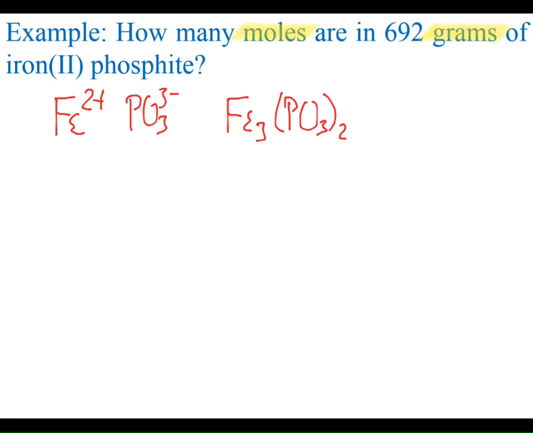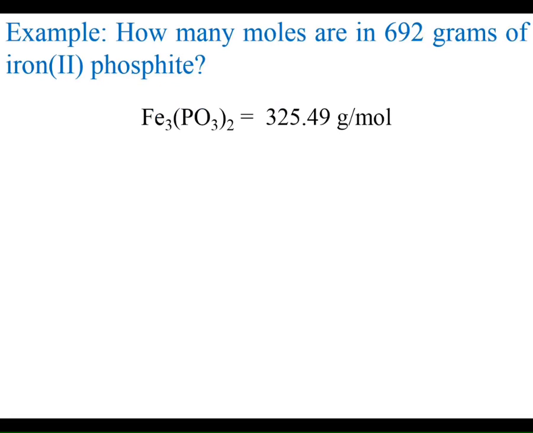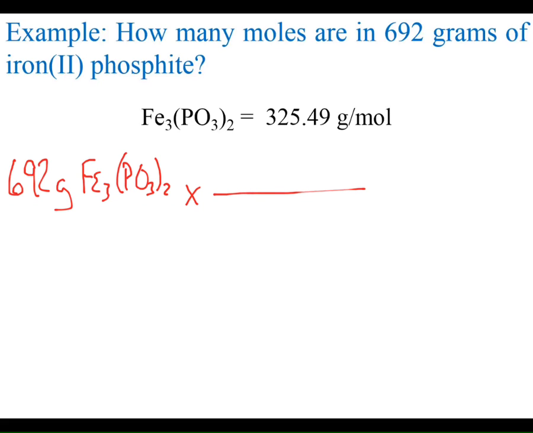Anybody get a mass yet? 325.49. Anybody else? Let's see what I got. Yep, that's what I got. Okay, so let's try this now. How many moles are in 692 grams of Fe3(PO3)2? I have the conversion right there from grams to moles, that's what the molar mass is. But now I'm in grams, so the grams has to go on the bottom, which means the moles has to go on top.